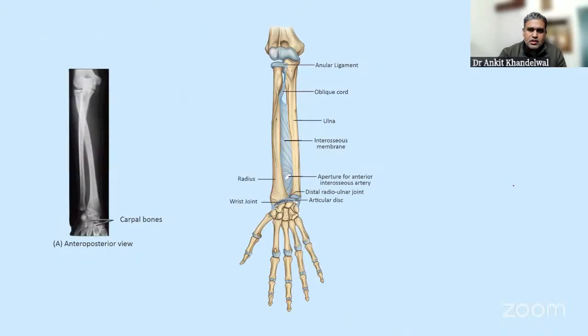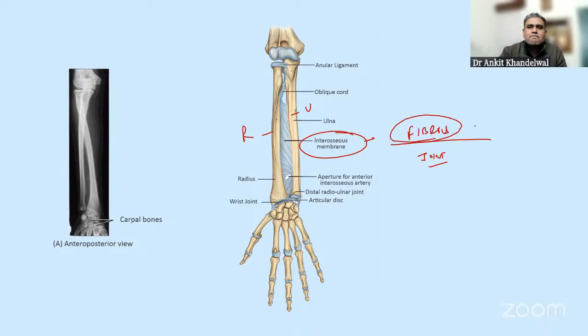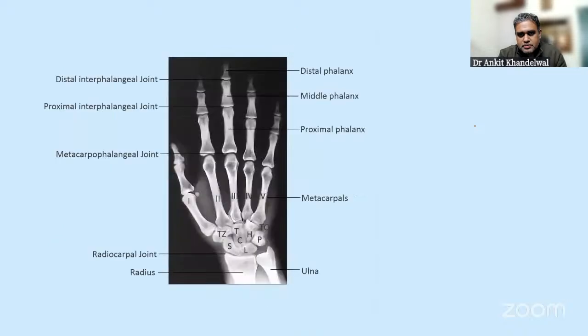Next image. Just showing you the interosseous membrane between the radius on the lateral side and the ulna on the medial aspect. If I ask you this is which type of joint, what will you answer? If you remember our first session on the general anatomy revision part, this is the fibrous variety, interosseous membrane. Just the image over here to let you remember again about this fibrous joint.